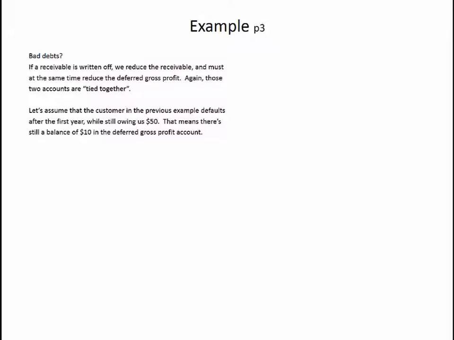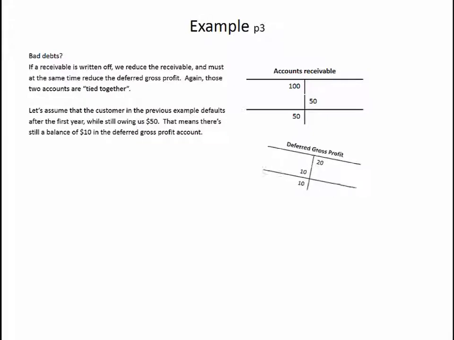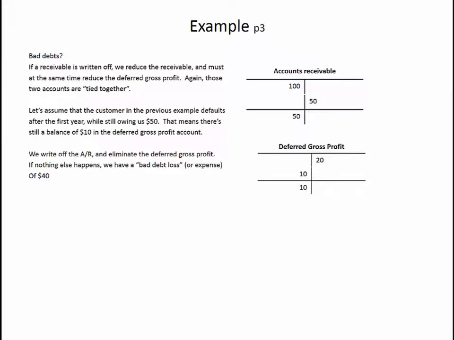So let's go ahead and assume that the customer in the previous example defaults after the first year. Again, they paid us $50 the first year, they still owe us $50. That means there's still a balance of $10 in the deferred gross profit account. We're going to charge this customer off, which means we have to eliminate the account receivable, and we also need to eliminate the remaining deferred gross profit. If nothing else happens, if we don't collect or repossess any merchandise, we're going to record that $40 as a bad debt expense or loss on installment receivables or something to that effect. So the $40, the accounts receivable minus deferred gross profit, is often referred to as the net investment in receivables.